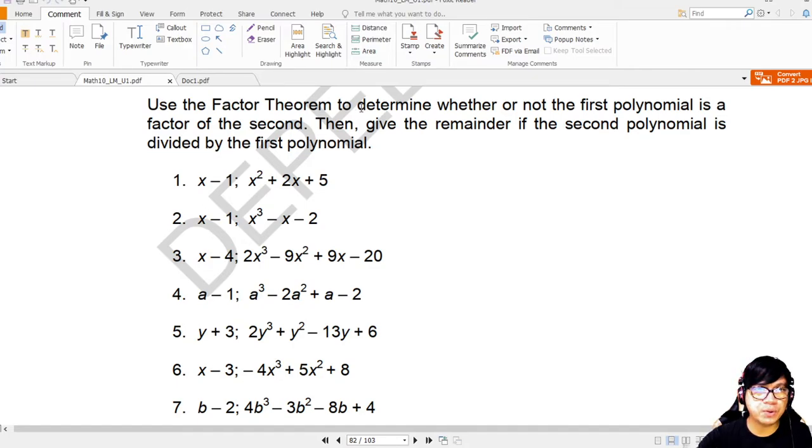Use the factor theorem to determine whether or not the first polynomial is a factor of the second. Then give the remainder if the second polynomial is divided by the first polynomial. Let's review the factor theorem: a divisor or a binomial is a factor of a polynomial if and only if the remainder is 0. So that is what we need to show, that the remainder is 0. If the remainder is not 0, we just show the remainder. Let's start answering number 1.